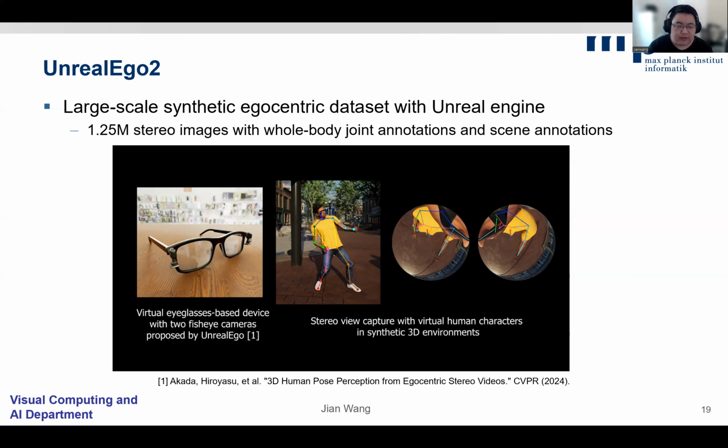So we first use the Unreal Engine to generate very large-scale stereo images with rich annotations. We know the ground truth 3D skeleton of the human body, the mesh of the human body, and the surrounding scene geometries and semantic annotations. Based on this, we use Unreal Engine to render the fisheye images, and we construct a large-scale dataset with 1.25 million stereo images.